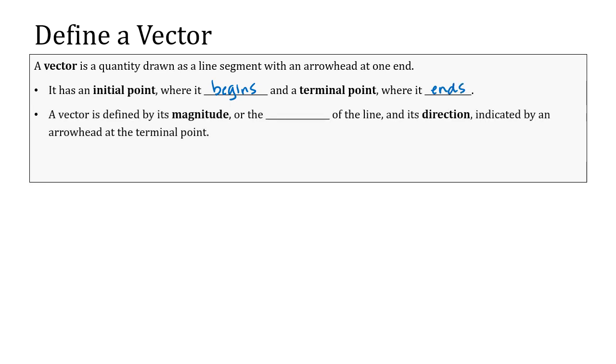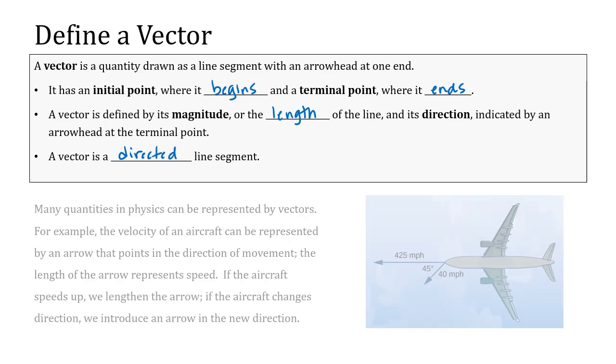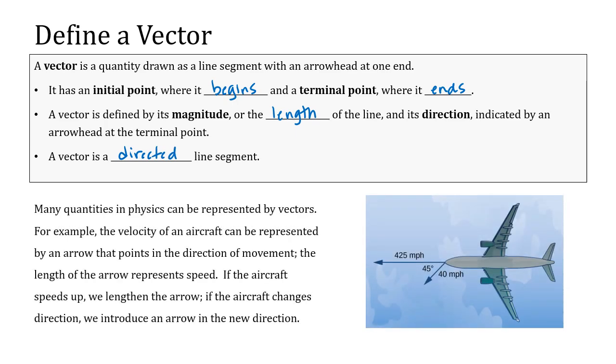A vector is defined by its magnitude, which is simply the length of the line, and its direction, which is indicated by an arrowhead at the terminal point. A vector is what we call a directed line segment. Now here's an example. Many quantities in physics can be represented by vectors.